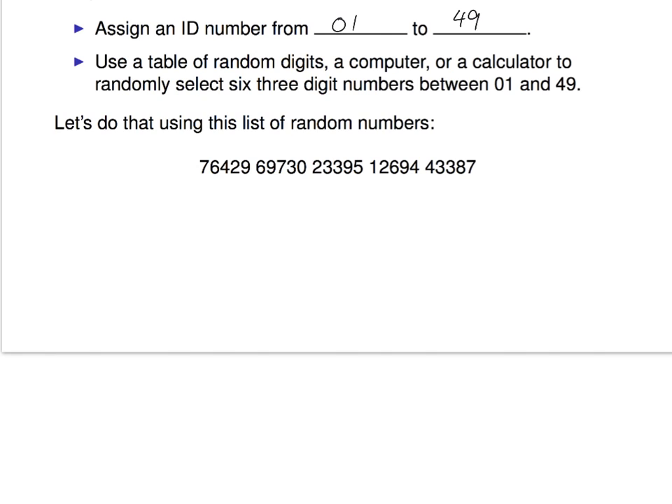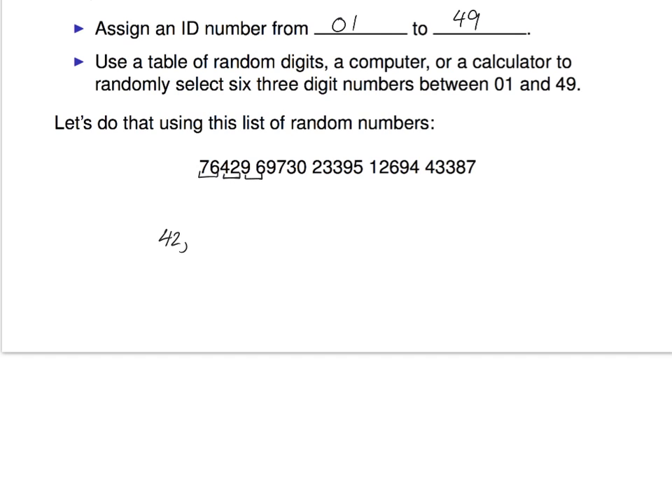So what we're going to do to get our 6 2-digit numbers is look at these 2 by 2, and we're going to keep the number that we see if it's between 01 and 49. So like our first number is 76. Is that between 01 and 49? No, so don't keep it. The next number is 42. Is that between 0 and 49? Yes, so keep that one. So 42.